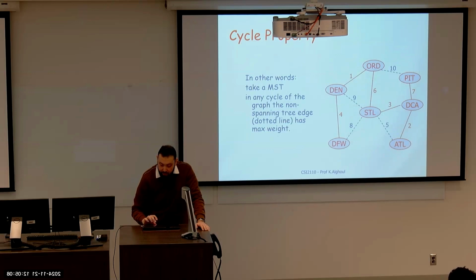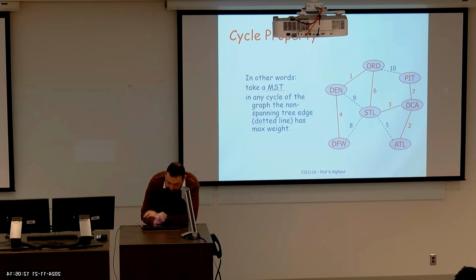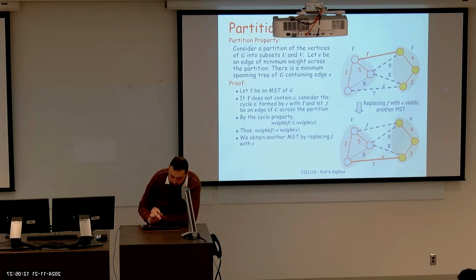Now, in other words, take a minimum spanning tree in any cycle of the graph. The non-spanning tree edge, the dotted line, has the max weight. Again, check: the dotted line is always going to have the maximum weight inside any cycle. So 6, 3, 7, 10 is the highest. 3, 2, 5, 5 is the highest. So that's called the cycle property.